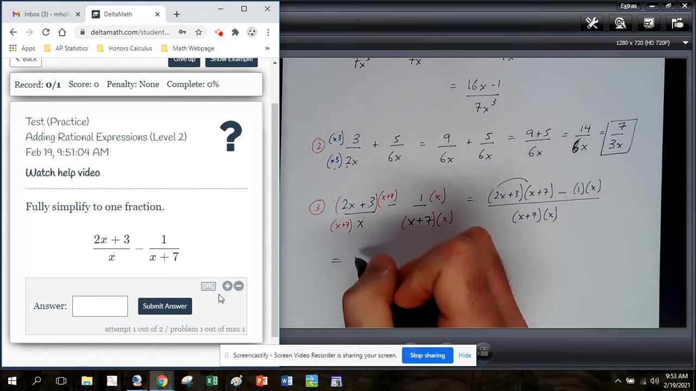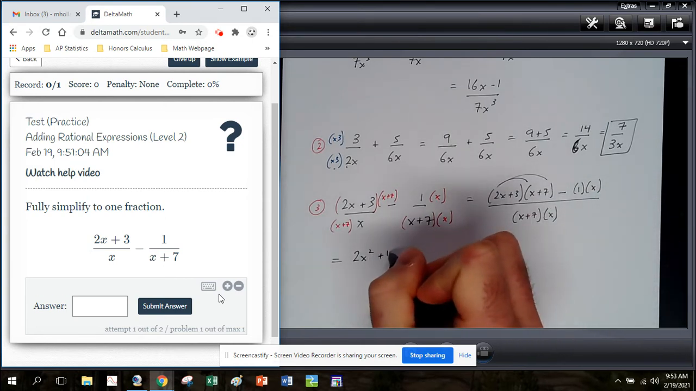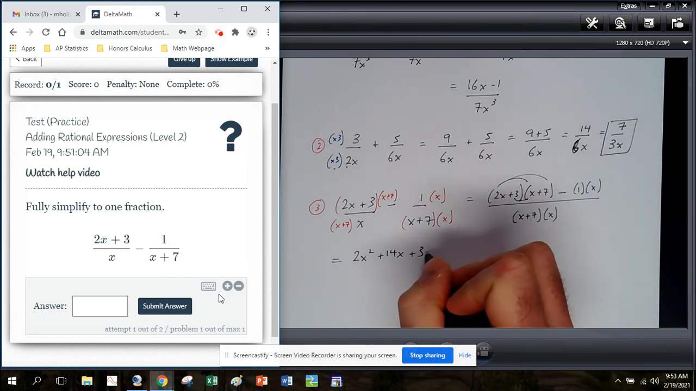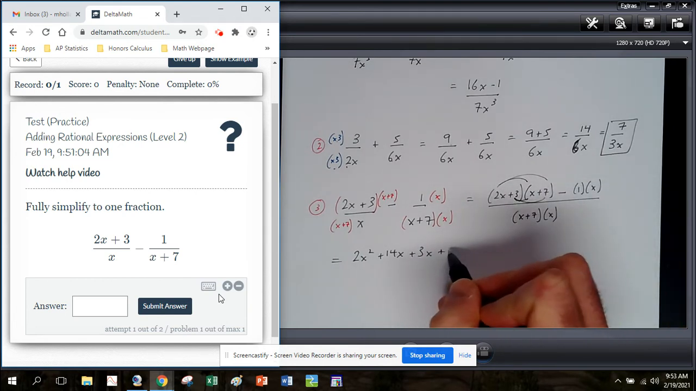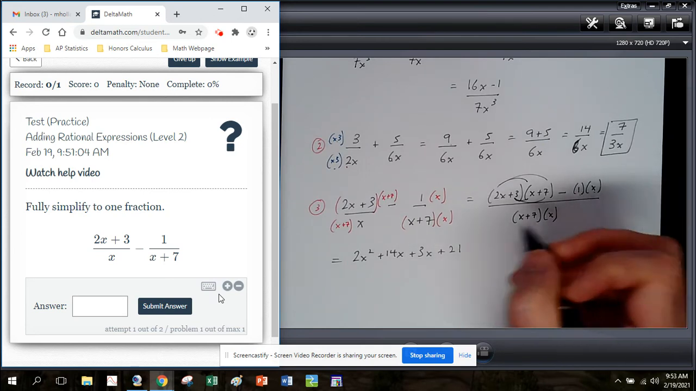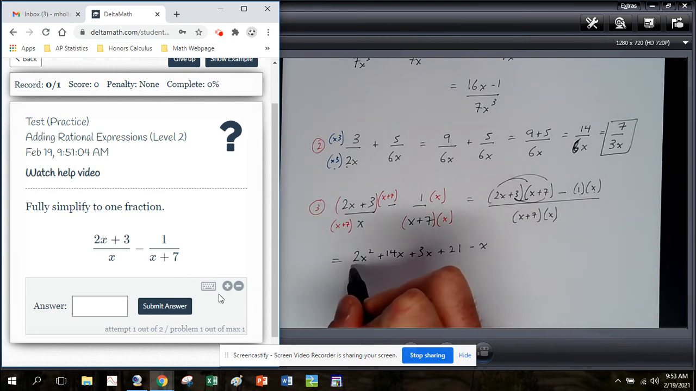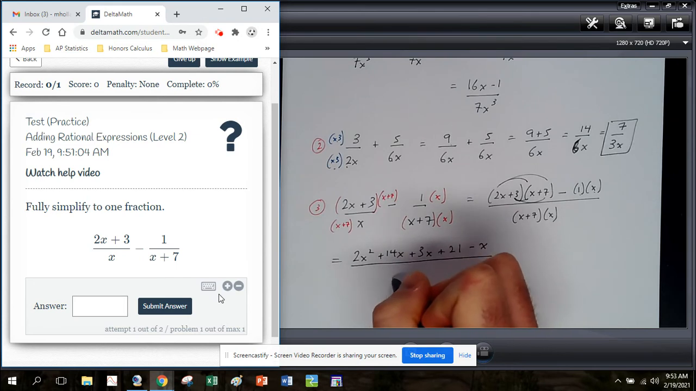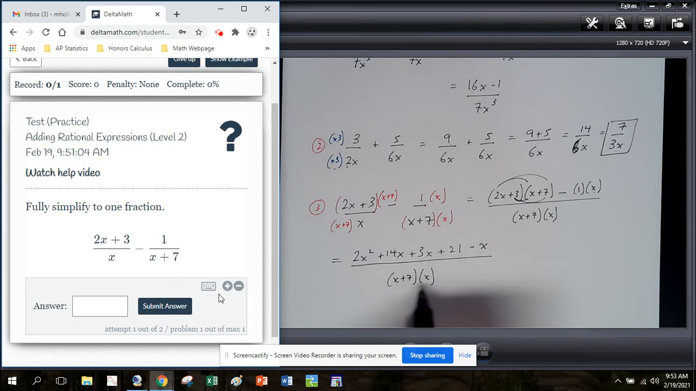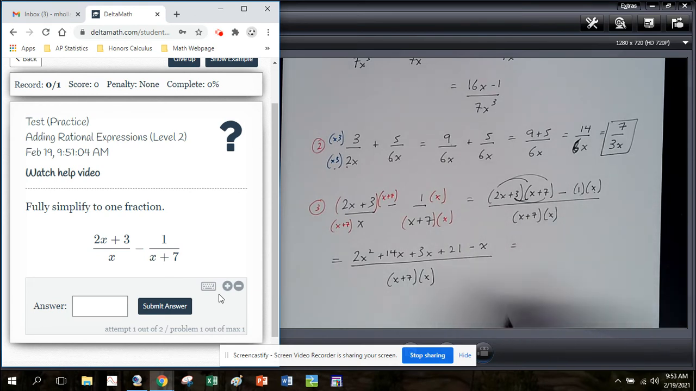So 2x multiplied by x will give me 2x squared. 2x multiplied by 7 will give me 14x. 3 multiplied by x gives me 3x, and then 3 multiplied by 7 gives me 21. And then here, 1 multiplied by x is just 1x, and I'm subtracting it, so I put a negative x there. And remember, it's all over x plus 7 multiplied by x. I'm not going to multiply these out because there might be some simplification later on with factoring.